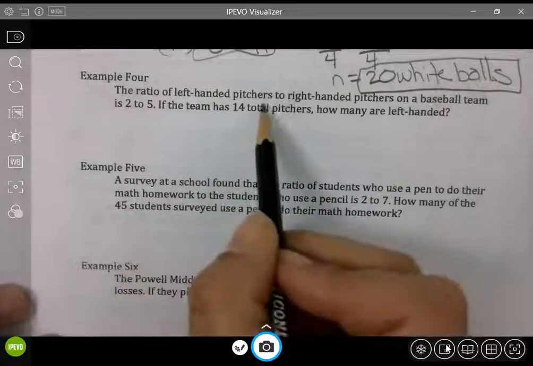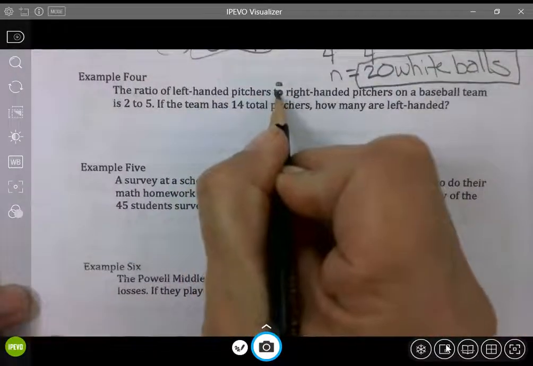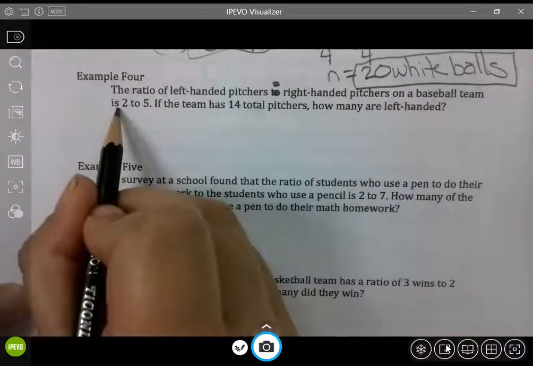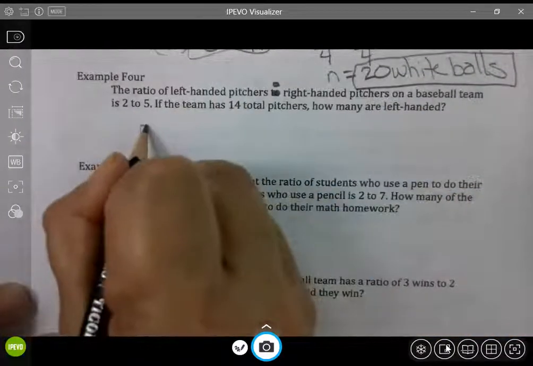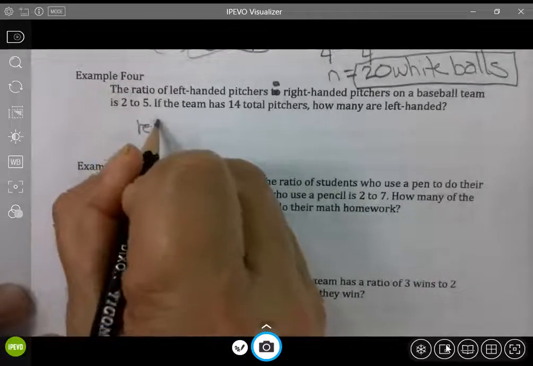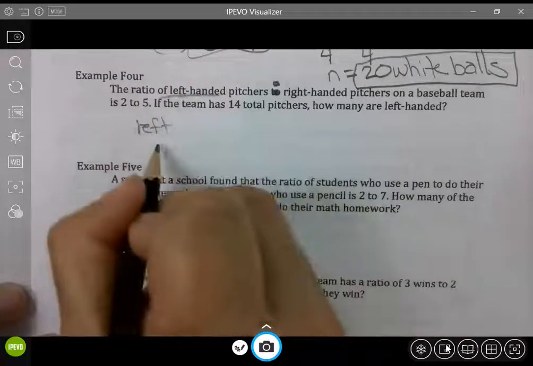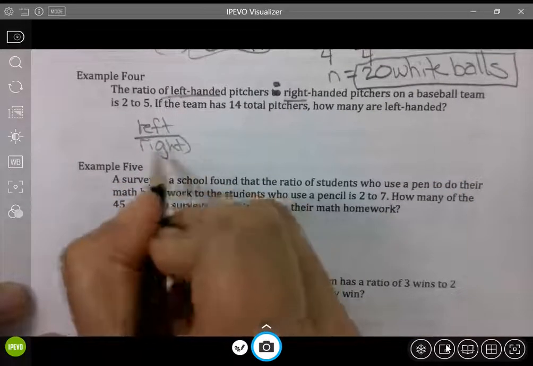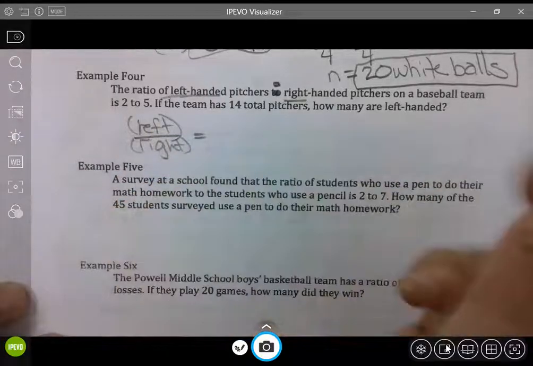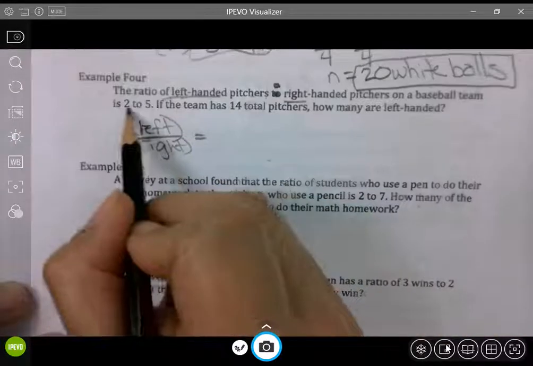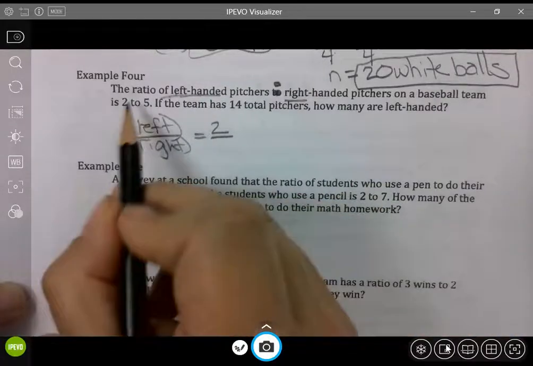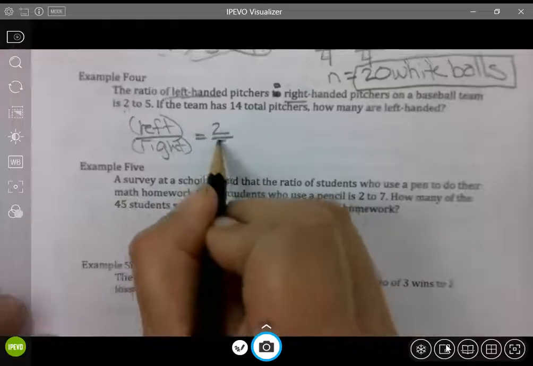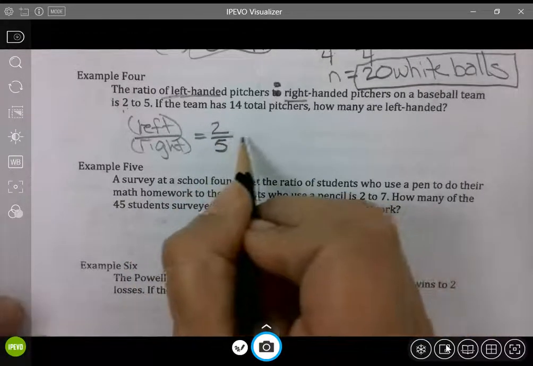The ratio of the left-handed pitchers to, there's the word to, they're comparing to the right-handed pitchers on a baseball team is 2 to 5. So I have left written first, left, and then I have right. So if left-handed is listed first, then that is going to be the number 2. Whatever number's written first is going to be my numerator. And then to 5, 2 to 5.